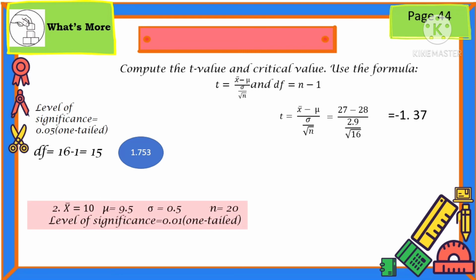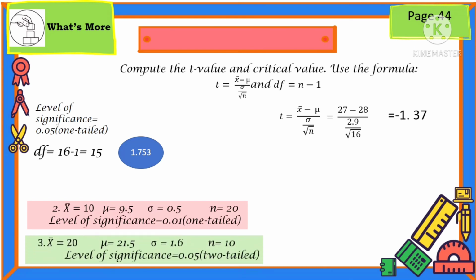And for number 2, we have the sample mean equals 10, the population mean is 9.5, the standard deviation is 0.5, and the sample size is 20. The level of significance is equal to 0.01, one-tailed. And for number 3, we have the sample mean equals 20, the population mean is 21.5, the standard deviation is 1.6, the sample size is 10, and the level of significance is 0.05.